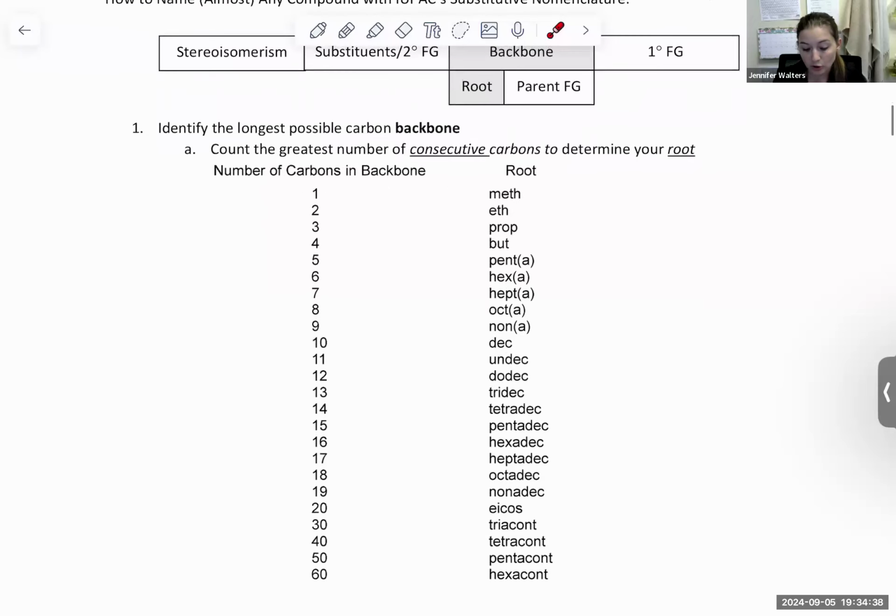So starting out, the first thing you want to do is identify the longest possible carbon chain. That is your backbone. So you want to try to highlight as many carbons as possible to try to find the longest continuous chain of carbons. Note that it might not just be left to right. It might go right to left. It might go down, up, and around. It might loop around. You got to make sure that you're looking for all possible longest paths.